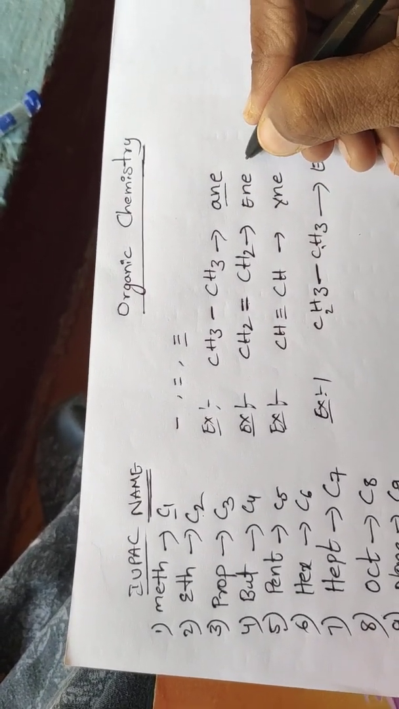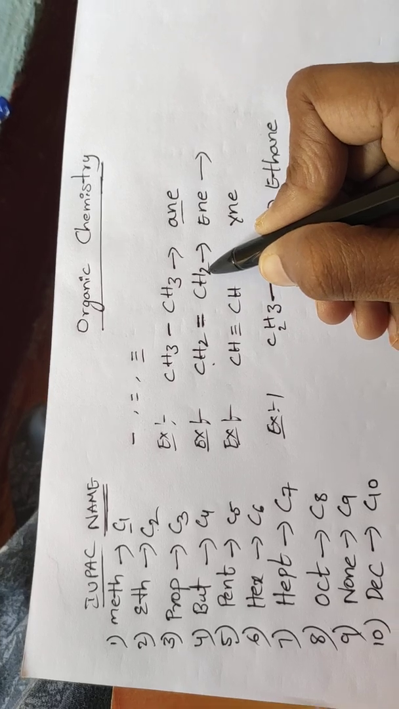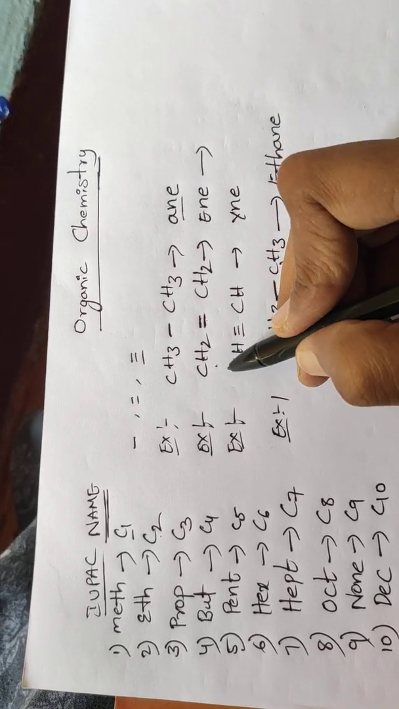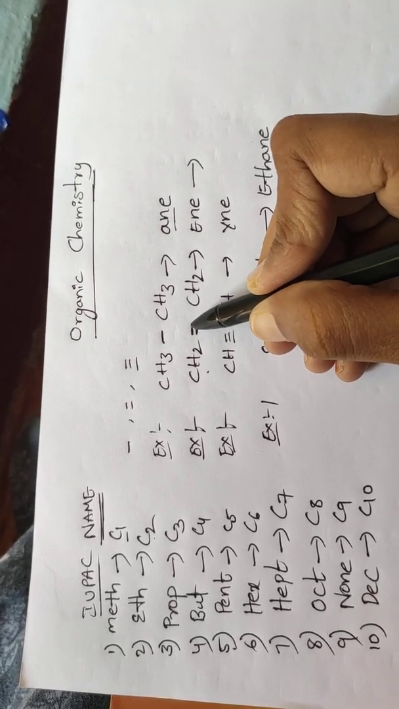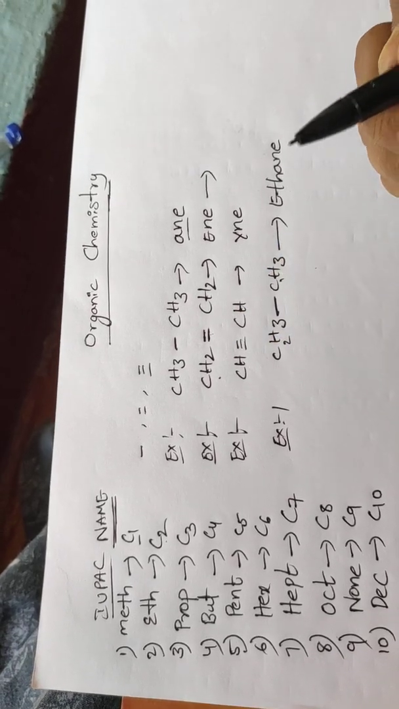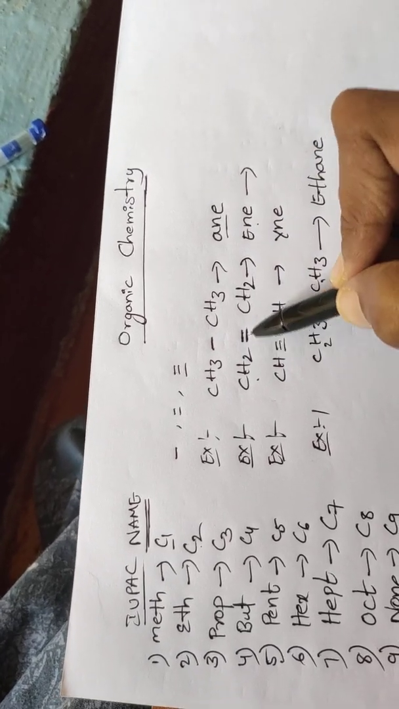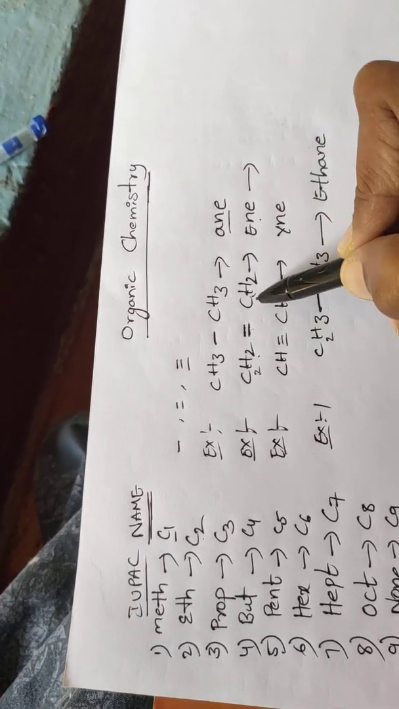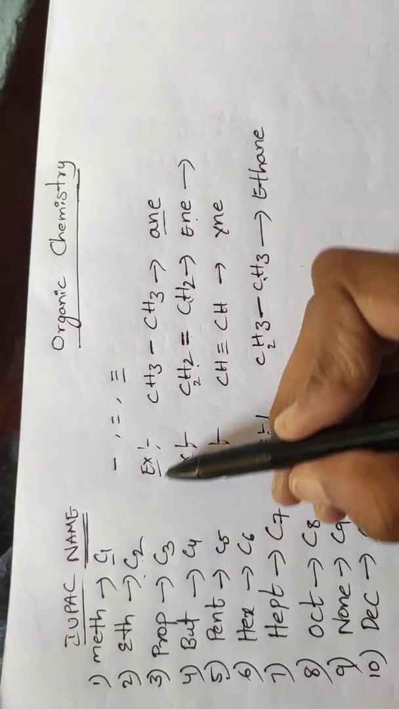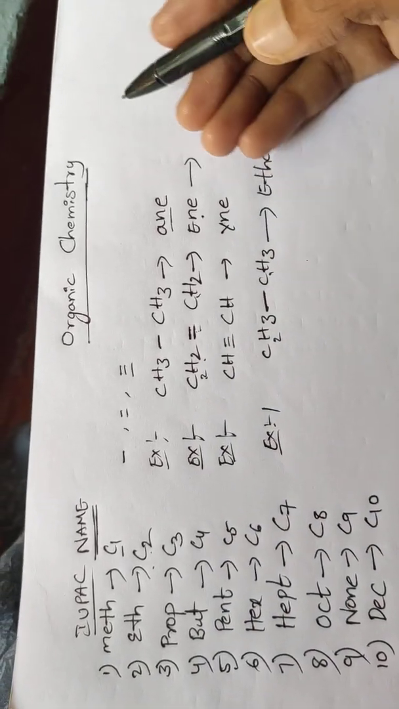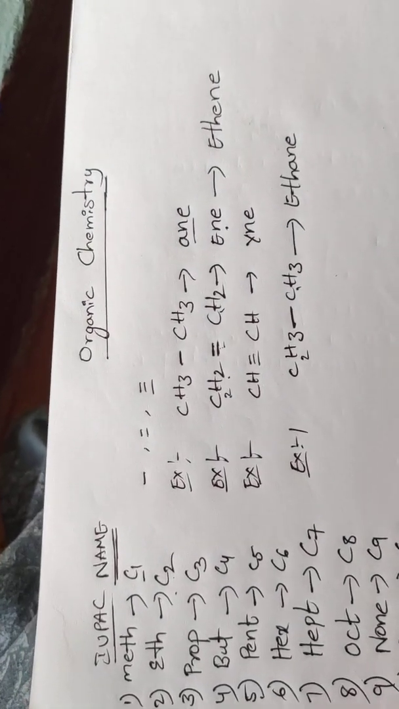Next, second one, the same example CH2 double bond CH2. All hydrogens have single bonds, but in between carbons a double bond is there, so that is ene. And how many carbons are there, 1 and 2, so 2 carbons means eth, and double bond is there, it is called ene, so eth and ene, ethene.